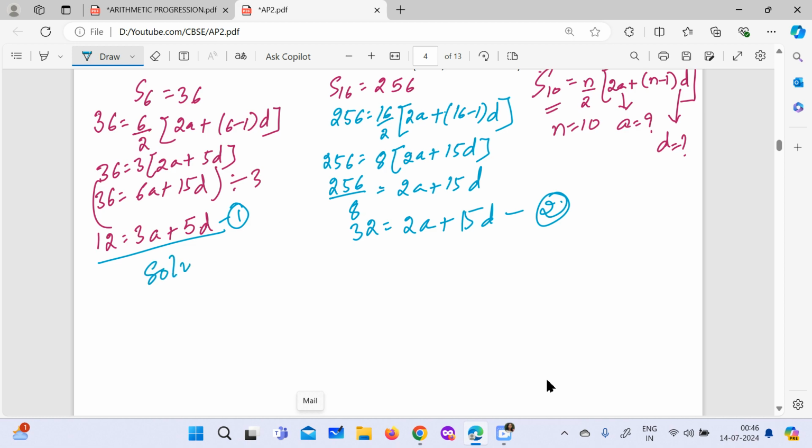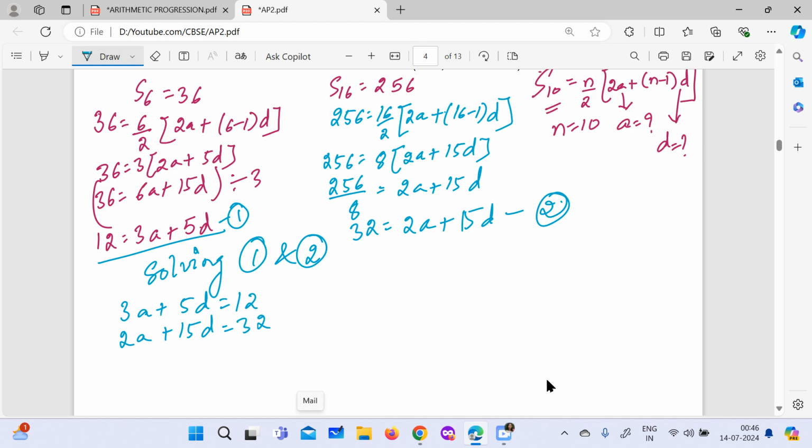So solving 1 and 2. So let's write this, 3a plus 5d equals 12, and 2a plus 15d equals 32.